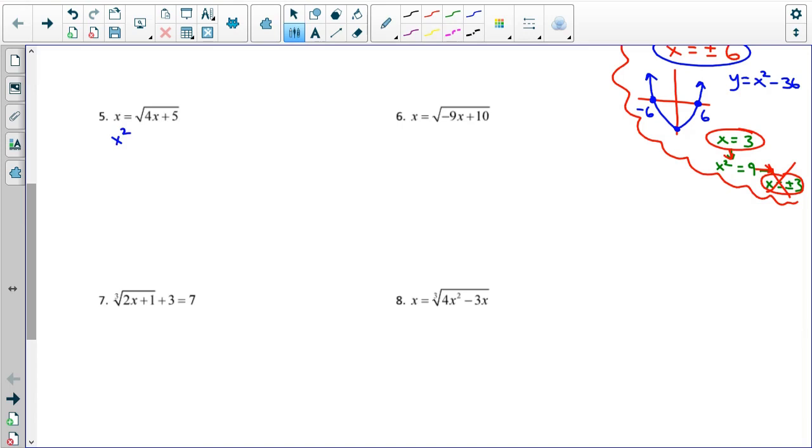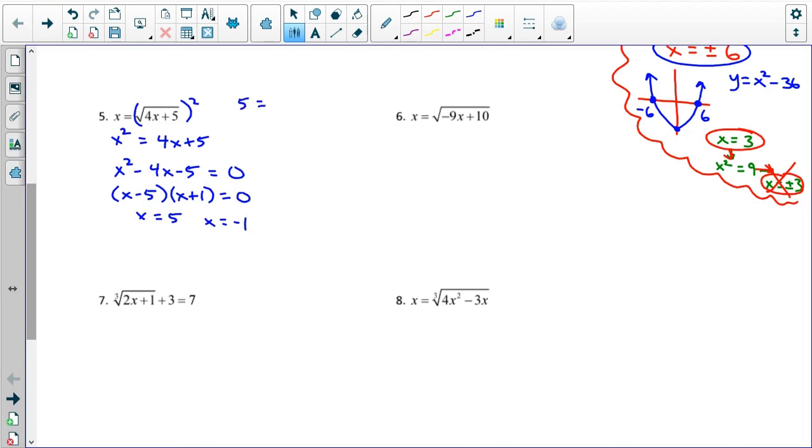So I'm going to square both sides in number 5. X squared equals 4x plus 5, because when I square this square root, they basically are inverses of each other. Now I subtract 4x and 5 from both sides. And now I'm going to factor this equation. So I get x equals 5 and x equals negative 1. If I substitute 5 back in, I get 5 equals the square root of 20 plus 5. So that's good. But if I substitute -1 back in, I get -1 on the left equals a square root.